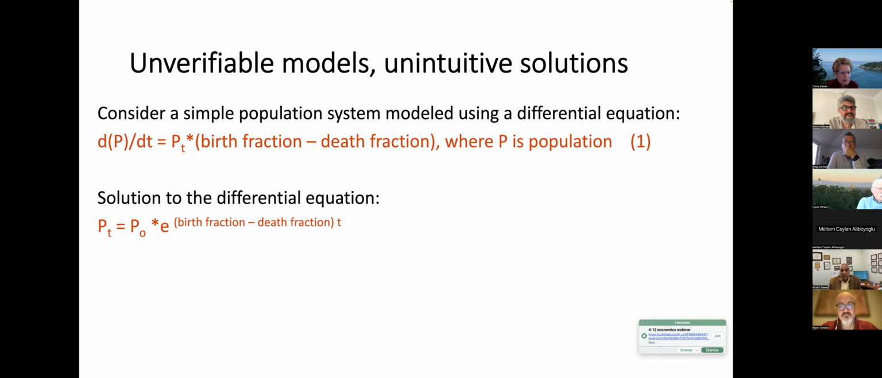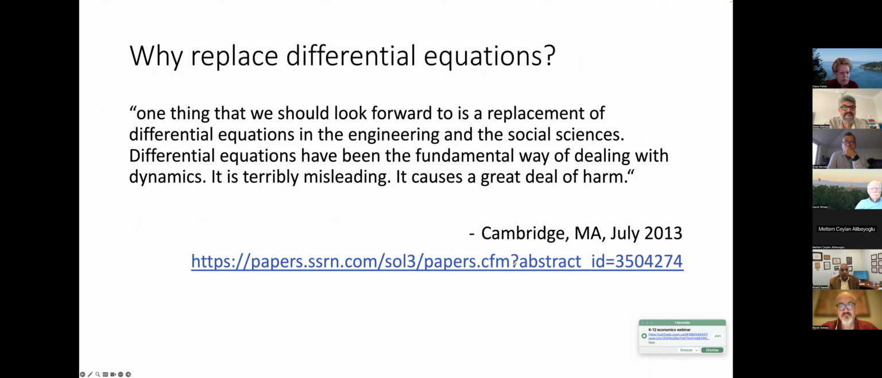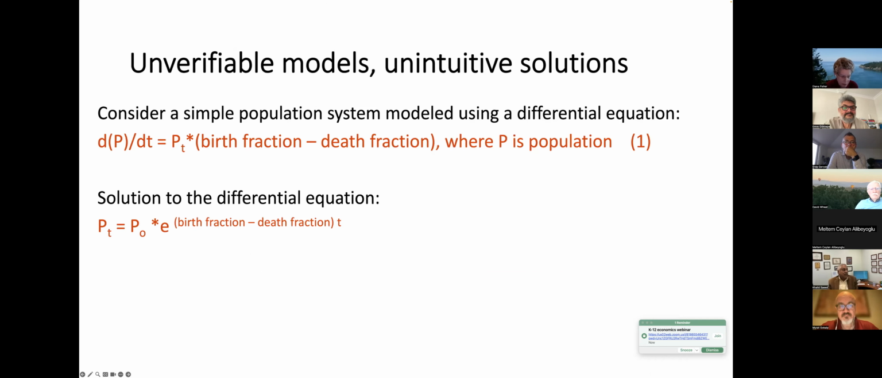But this solution does not say much about the pattern of change. If you know what this function E is, you can guess the shape of the pattern of growth. But otherwise, the solution does not tell you anything about the dynamics.